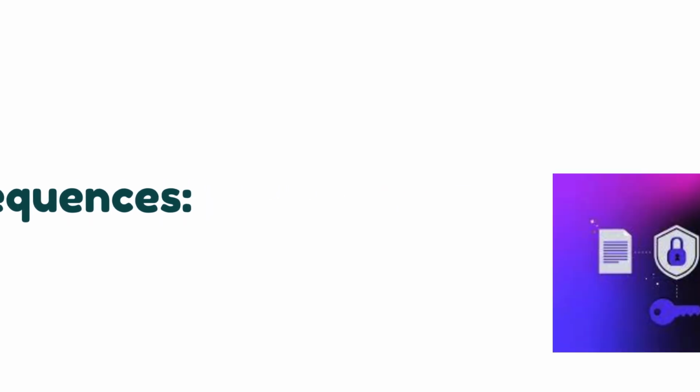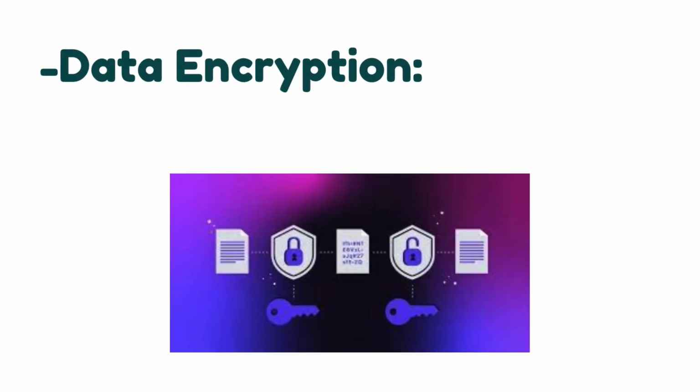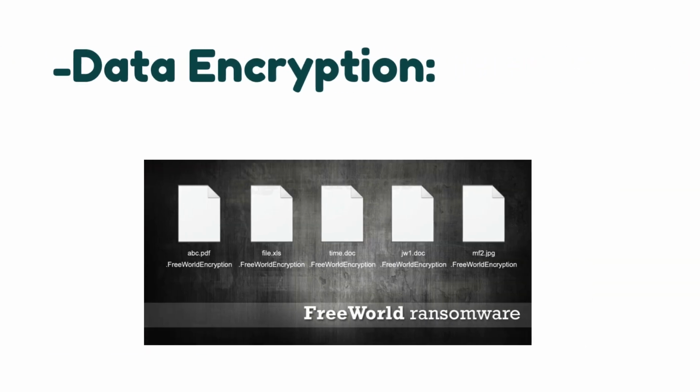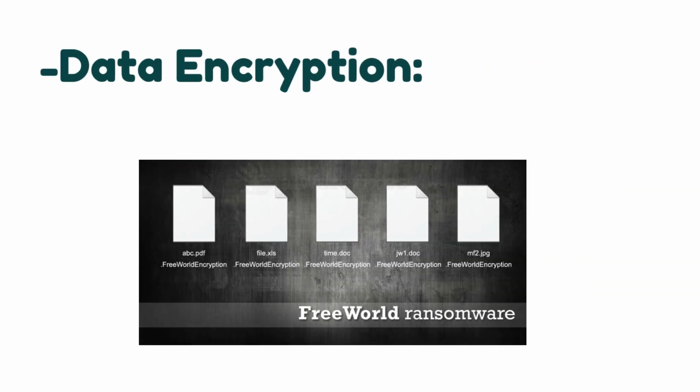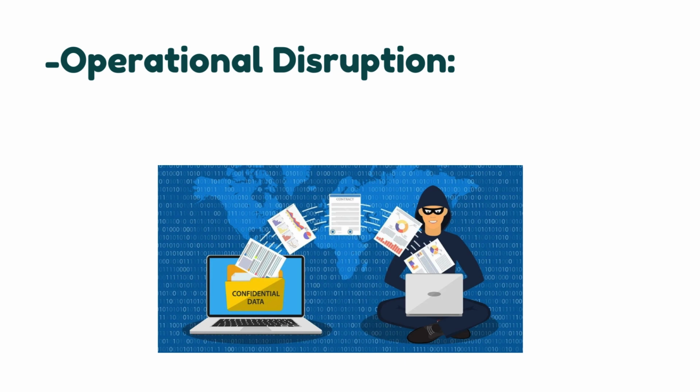Consequences. Data encryption. WannaCry encrypted files on infected systems, rendering them inaccessible until a ransom was paid. Operational disruption. Critical services like healthcare, transportation, and government agencies were severely affected.